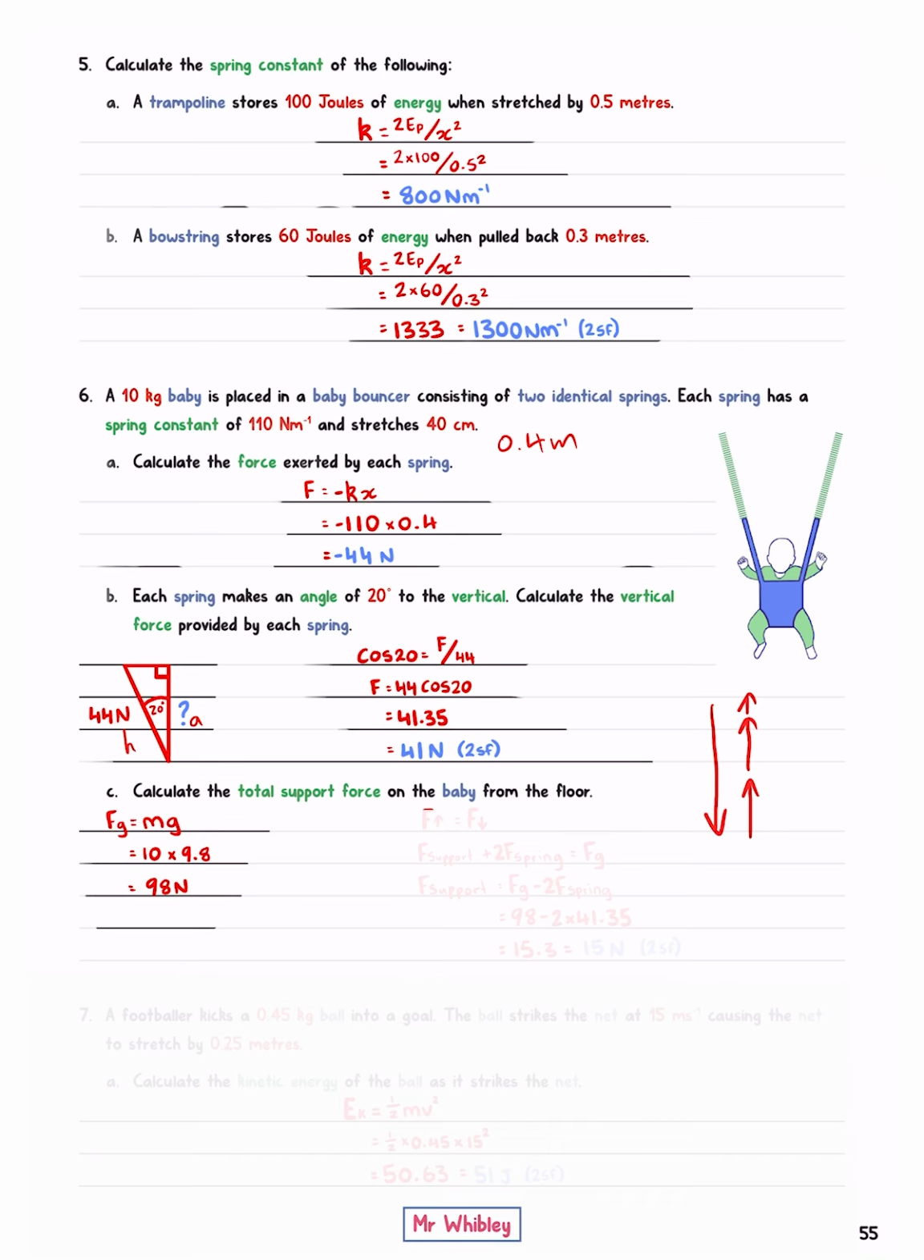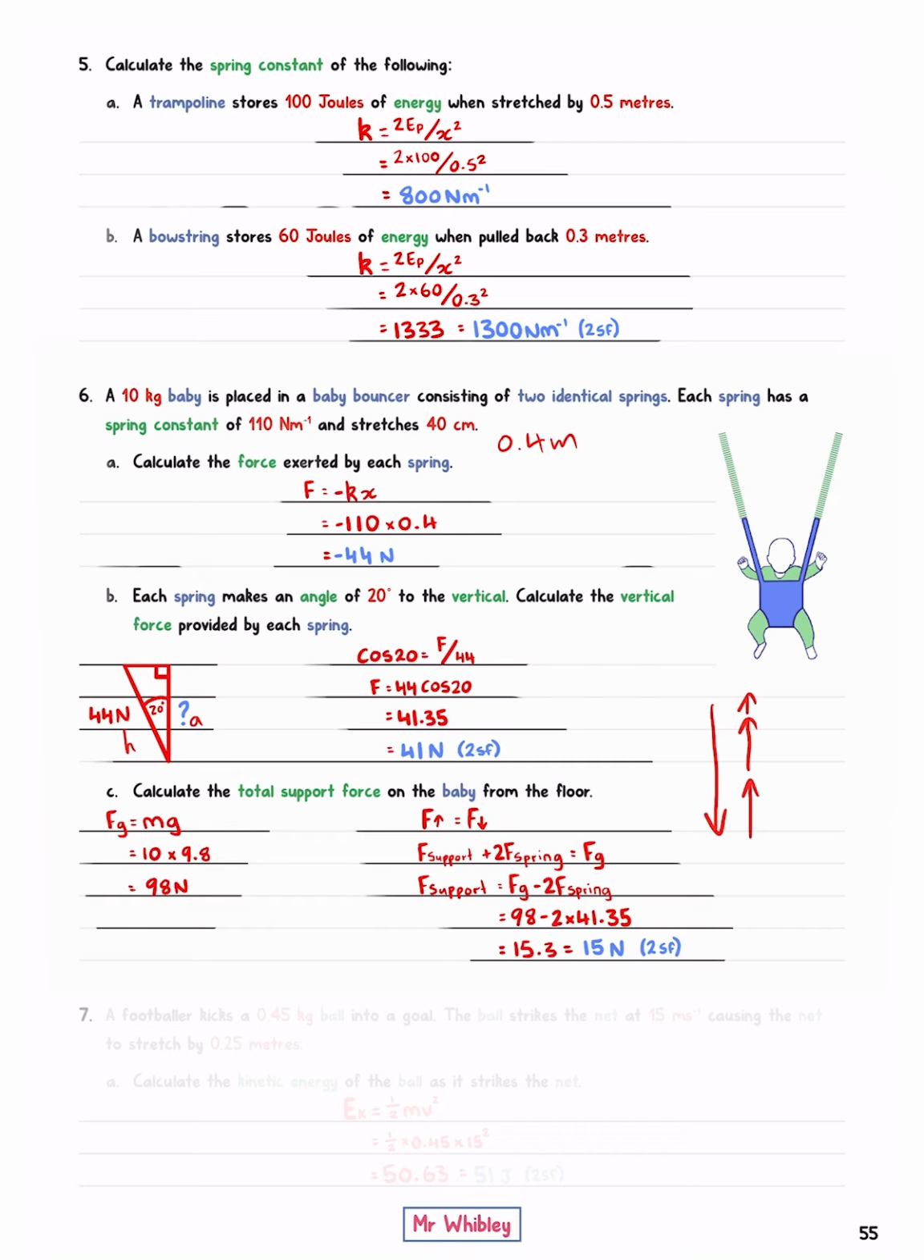And now recognizing that the up force must equal the down force, where our upwards forces are our support force that we're trying to find, plus the force from our springs, of which there are two. These must equal our down force, which is just our gravitational force. Solving this for our support force by subtracting 2F spring from both sides, putting our numbers in, gives me 15.3 or 15 newtons to two significant figures.